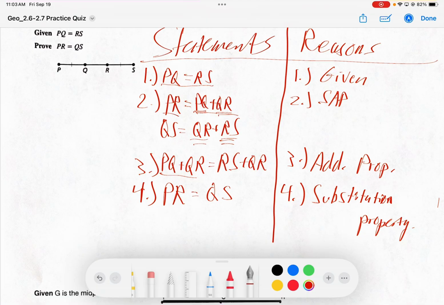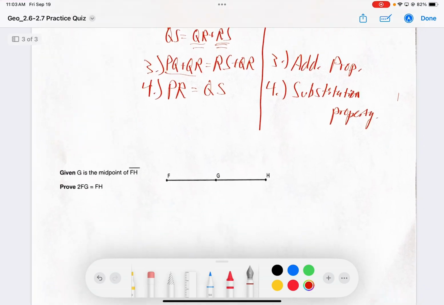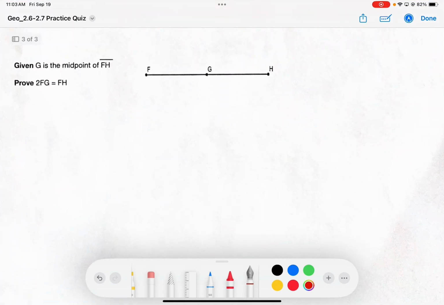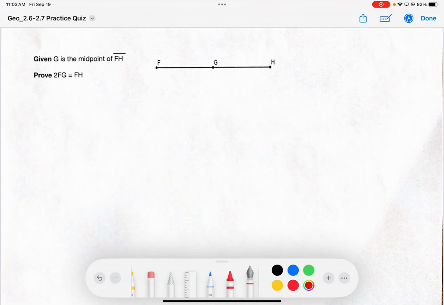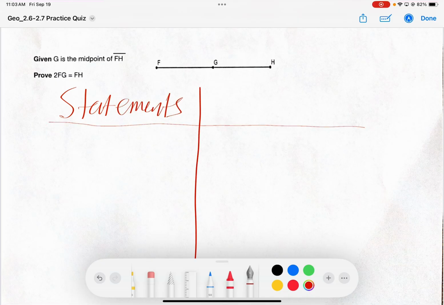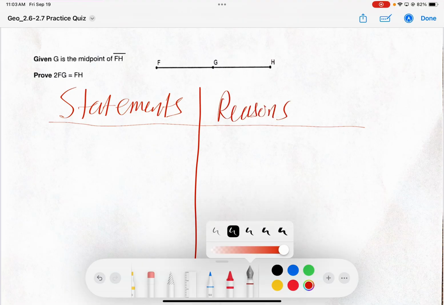Okay, that went better, for sure. Now that we've practiced this a couple of times, I feel as if that went better. Okay. All right, let's do a midpoint one. So write our statements and reasons. I'll make this a little bolder.